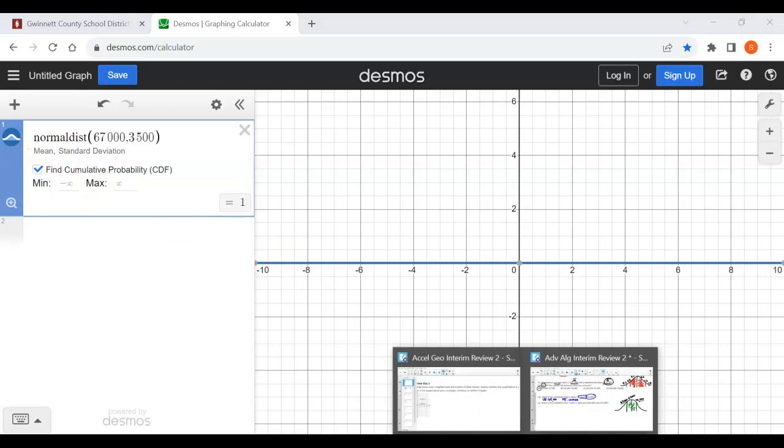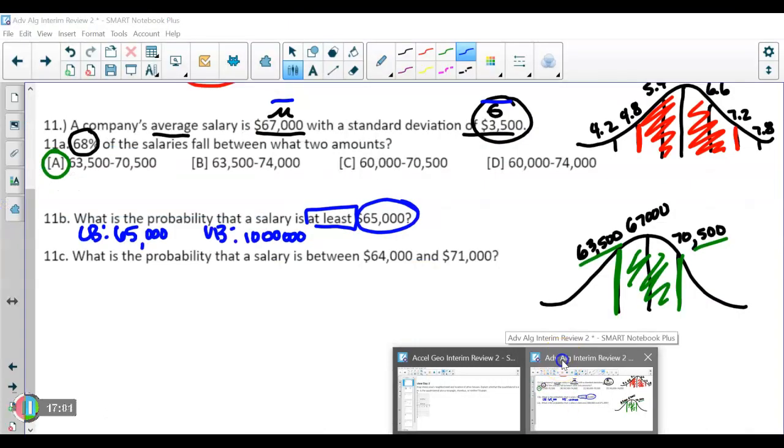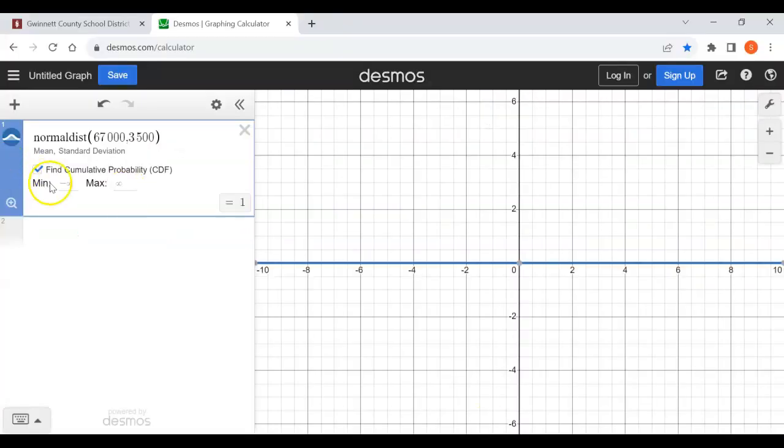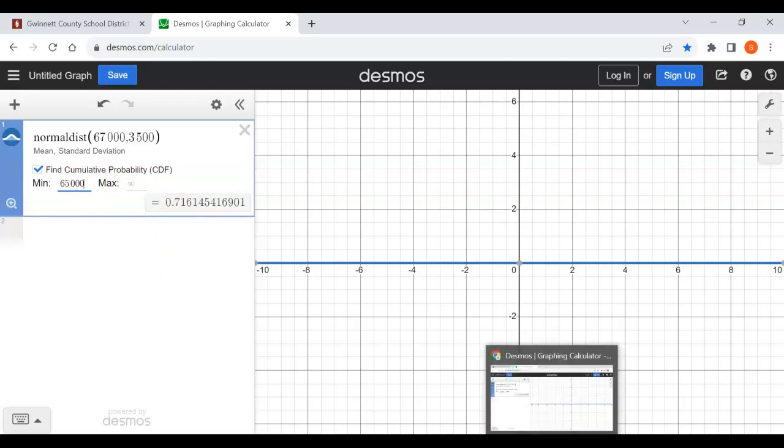Now, let's go back to make sure what's the lower bound and upper bound, because that's a minimum and maximum. The lower bound is 65,000, the upper bound is 1 million, or we could now keep it as infinity. So here going back, we're going to put the minimum, the lower, at 65,000. Keep the maximum, and there's our probability, 0.716.